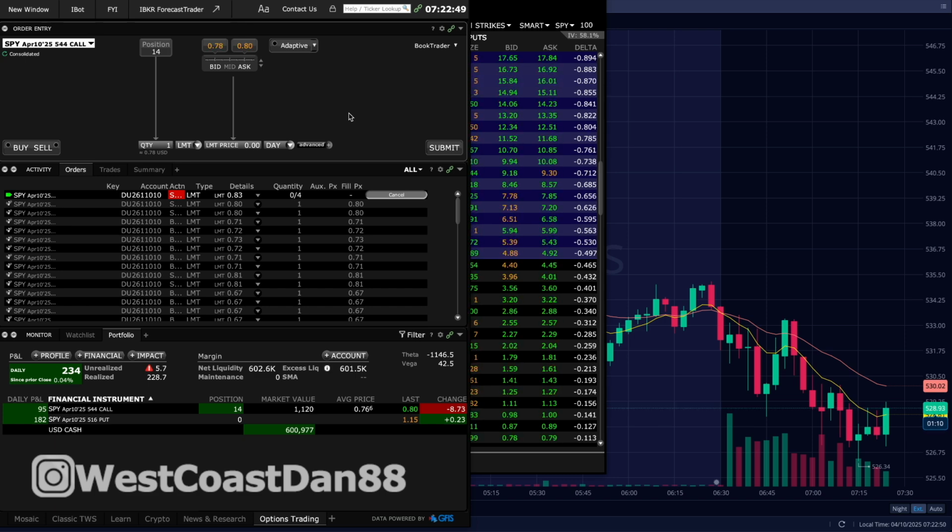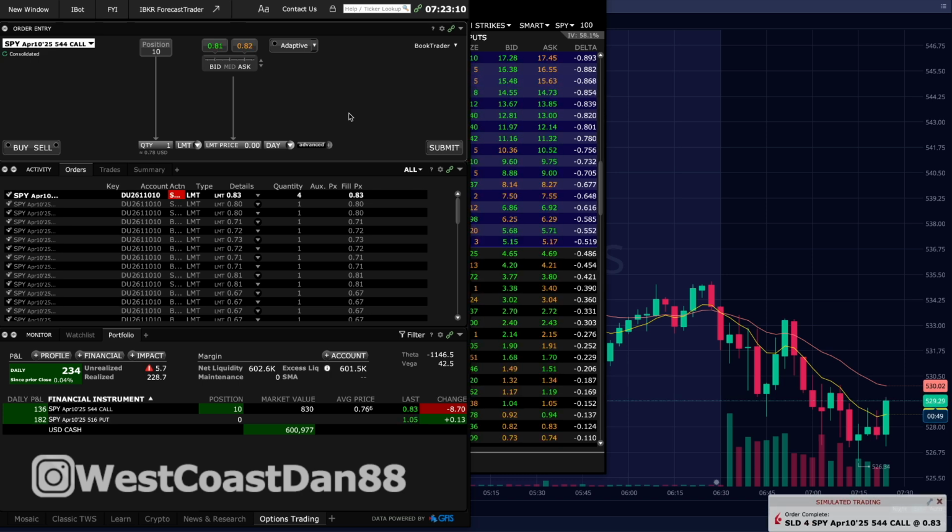And this is normal trading. Normally I would have a target in place, a sell order, and sit back and let it hit the target. Doesn't work every time, but it works a lot of times. Okay, we sold 4 contracts at 83 cents there. So we took some profits now. We only got 10 contracts left.